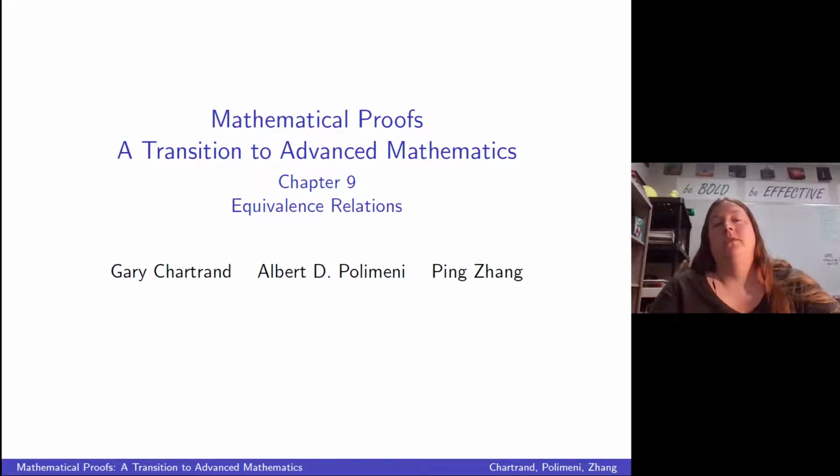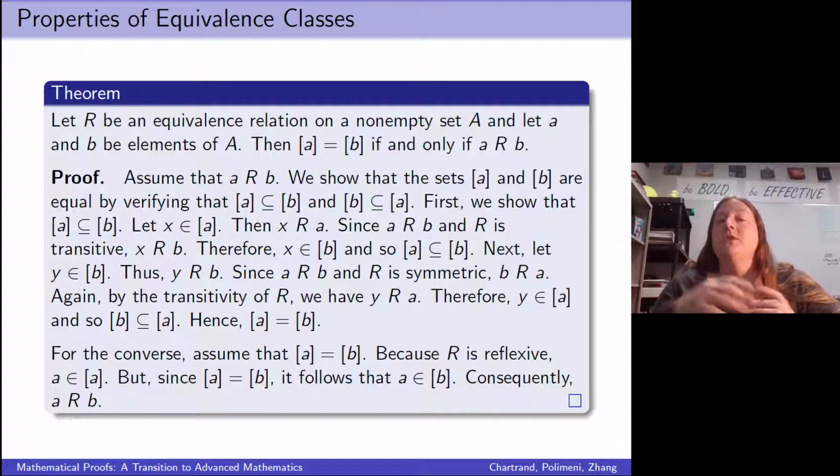Now that we know what equivalence relations and equivalence classes are, we're going to talk about some properties of equivalence classes. So we'll start off with a theorem. We're going to let R be an equivalence relation on a non-empty set A, and let a and b be elements of A. Then the equivalence class of a is equal to the equivalence class of b if and only if a is related to b.